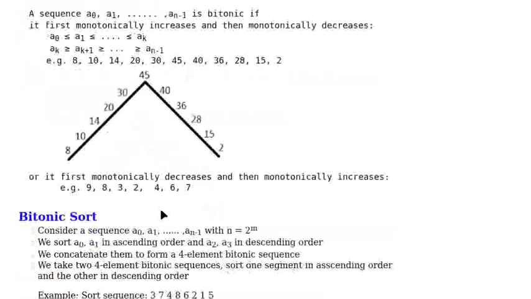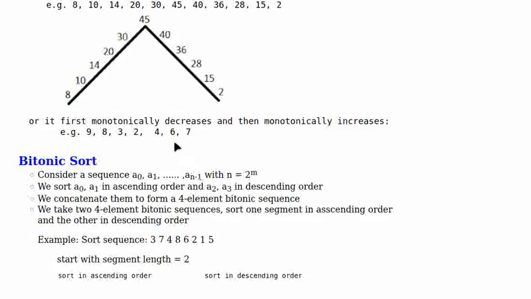Or the descending and ascending can be reversed. That means the sequence could first monotonically decrease and then monotonically increase. For example, this is also a Bitonic sequence because it first decreases, 9, 8, 3, 2, and then increases, 4, 6, 7. So in short, the Bitonic sequence has two sorted subsequences or two sorted segments.